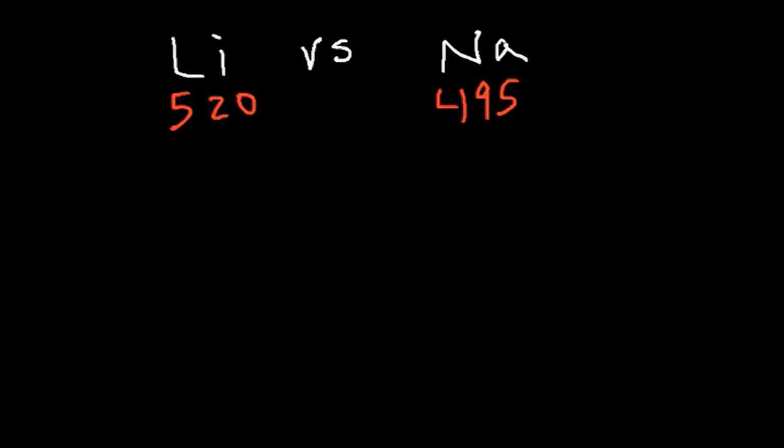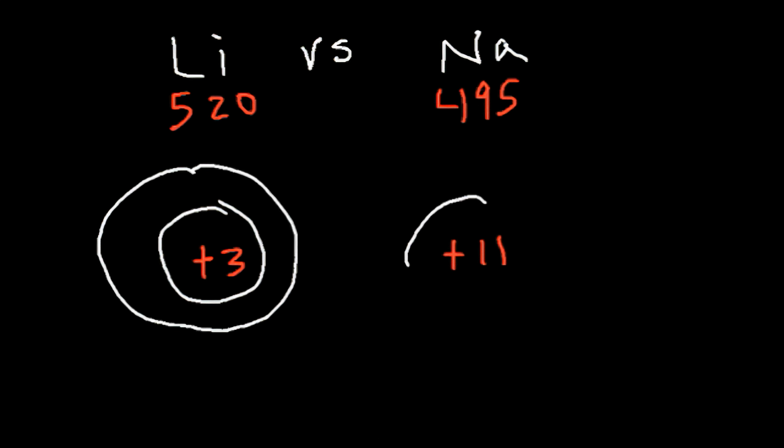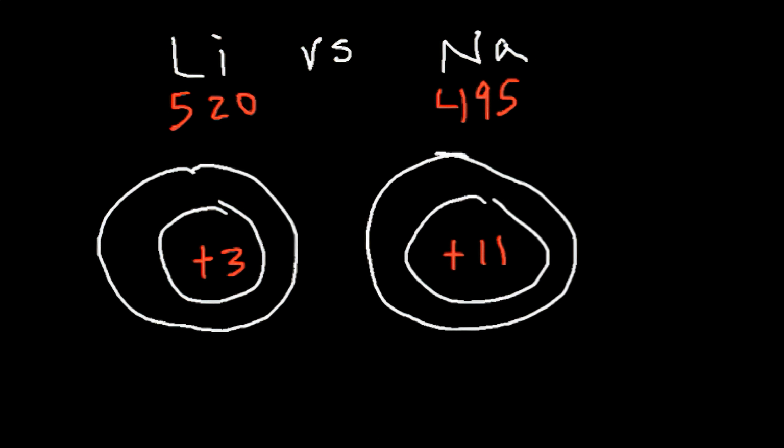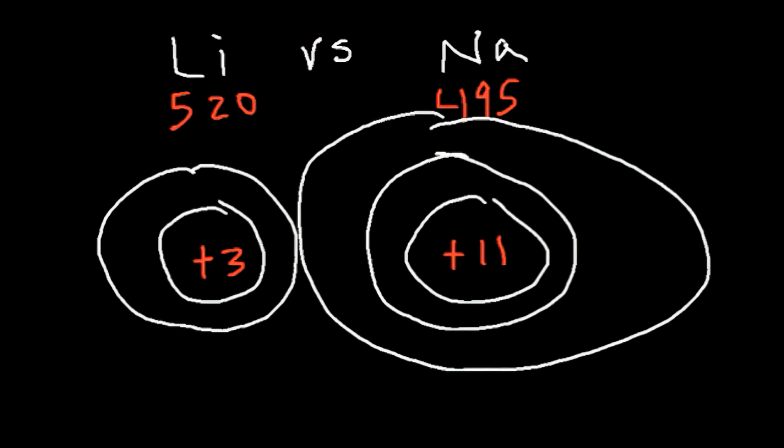Now lithium, as we mentioned before, has a nuclear charge of 3, and sodium has 11 protons. So sodium is bigger than lithium. It has 3 electron shells. So why is it easier to remove a valence electron from sodium than it is to remove it from lithium, considering that sodium has a higher nuclear charge?